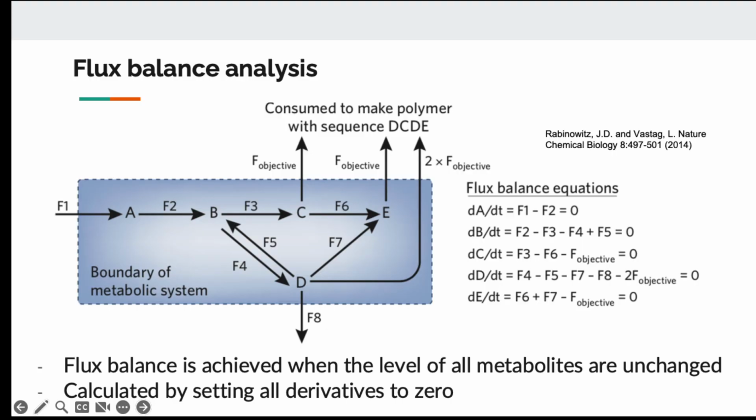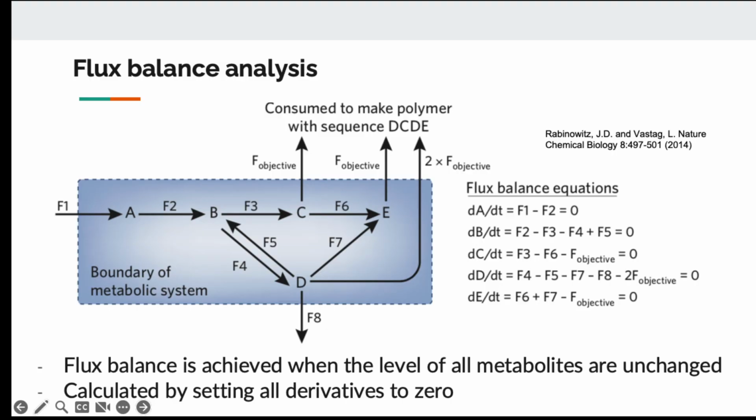And when B doesn't change, that means that the rate of production of B, which is F2, equals F3 plus F4 and then minus F5. So we can write this equation. So we know that if we want the cells at equilibrium, if we want it to produce C and E at certain level, this F objective, this is the amount of production of C and E that we want.